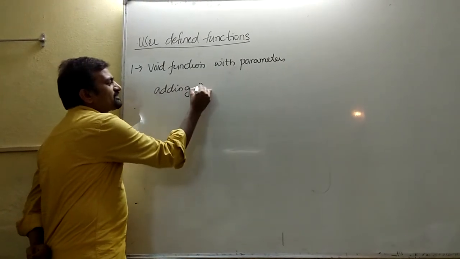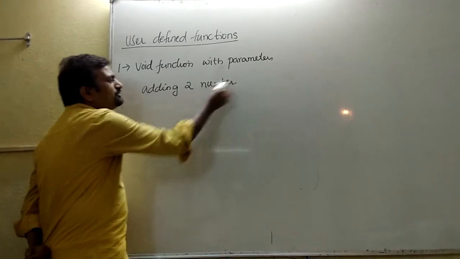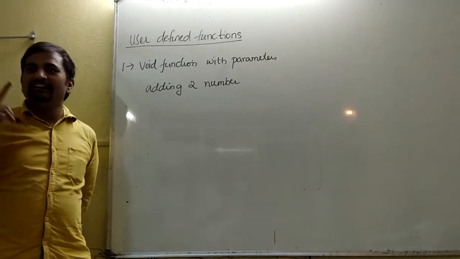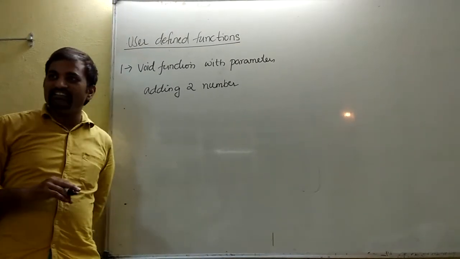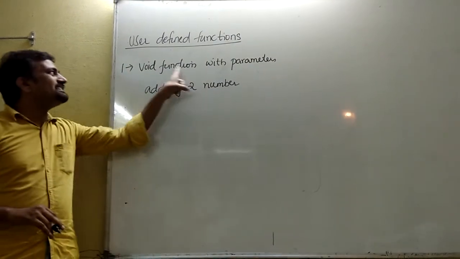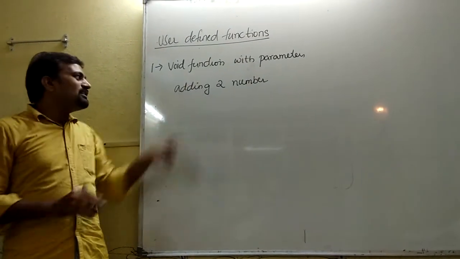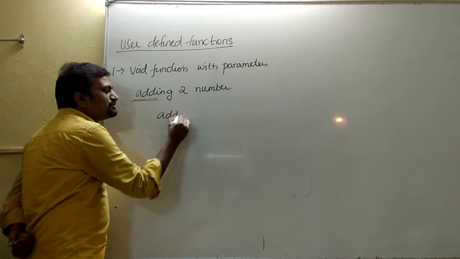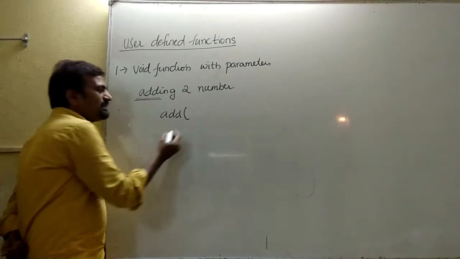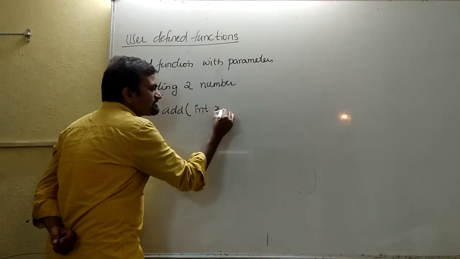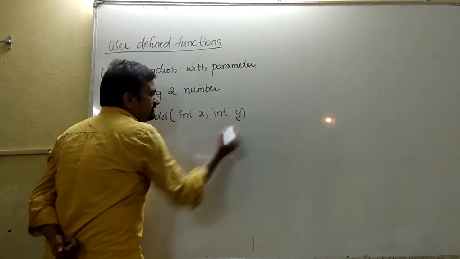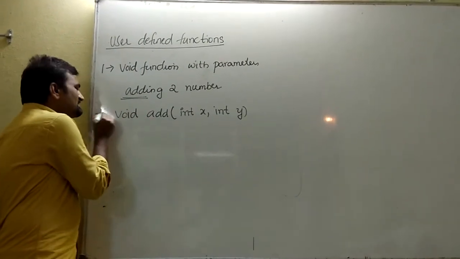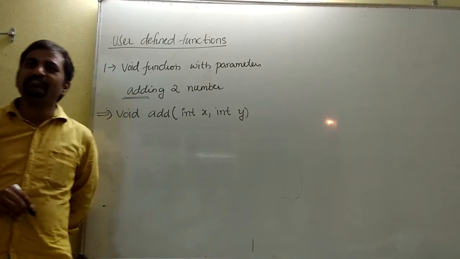So small example here is adding 2 numbers. So what you have to do? You have to define a function so that it will add 2 numbers and display there itself. Why we are saying displaying in the function itself? Because it is not returning anything, right? So I will take the function name as add, right? So to add, how many numbers we need? We need 2 numbers. So I will say it as int x, int y, right? And the return type would be what? Void. So this is an example for the void function with parameters.